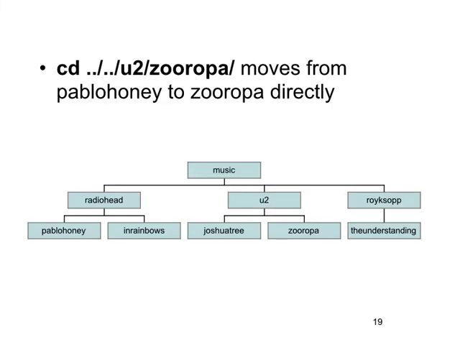So for example, if I was in the folder Pablo Honey, I could move directly to Zooropa by saying cd ../ which would bring me into Radiohead, ../ would bring me up into music, and then U2 would bring me down into U2, and Zooropa would bring me down into Zooropa. So that's what we mean by a path and getting to grips with the paths.